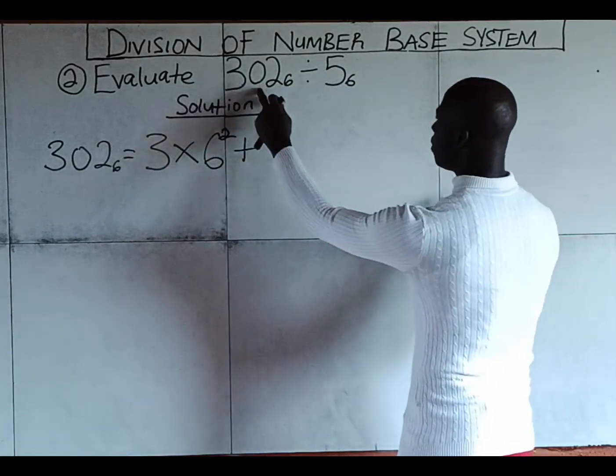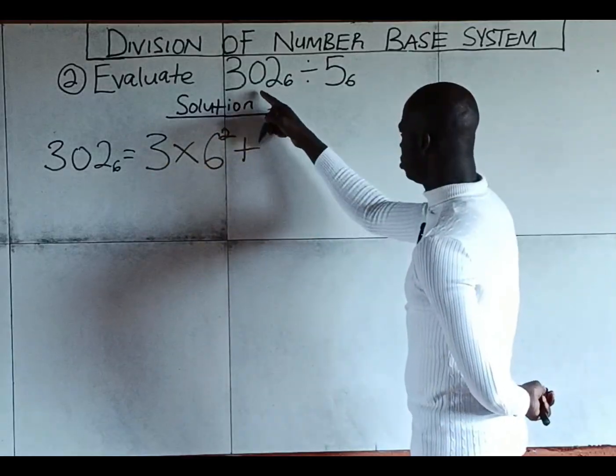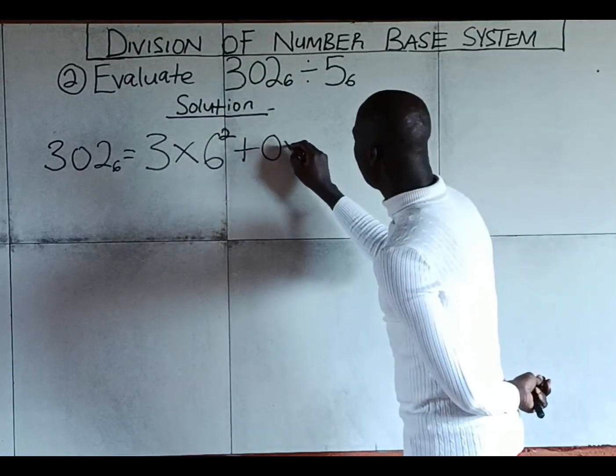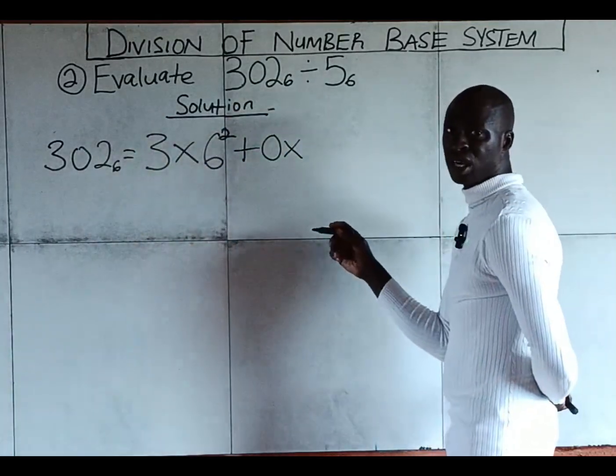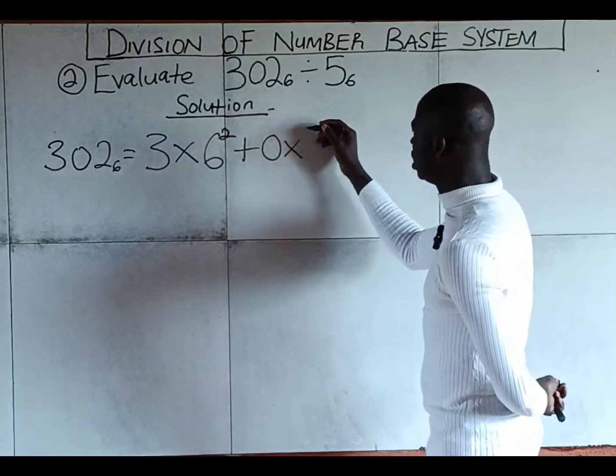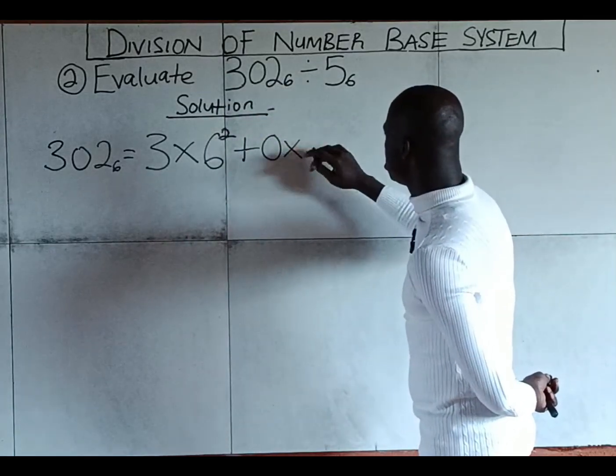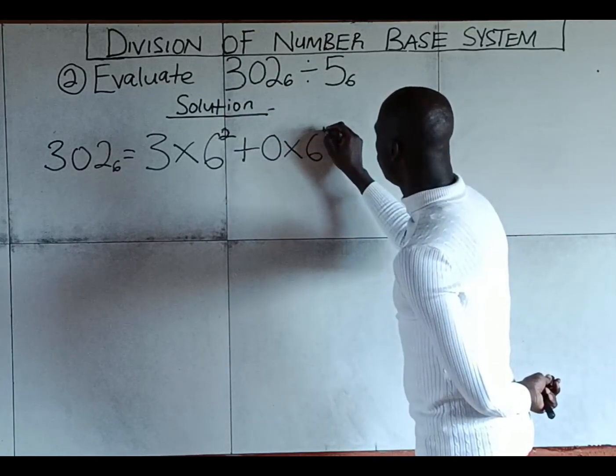Plus, we come right here. Now, what digit do we have here? Here is 0 multiplied by, after this 0, how many digits are we having left? We just have one digit left. So you say your base is 6 raised to the power of 1.